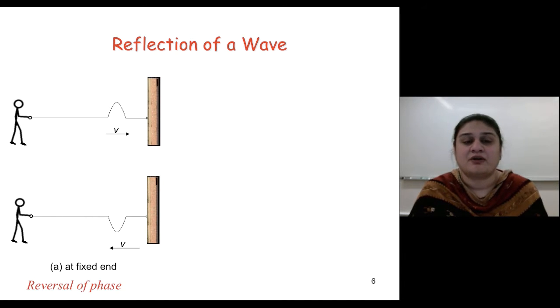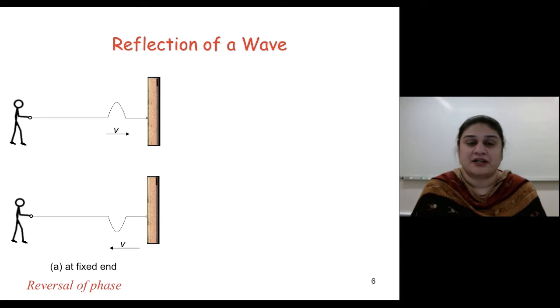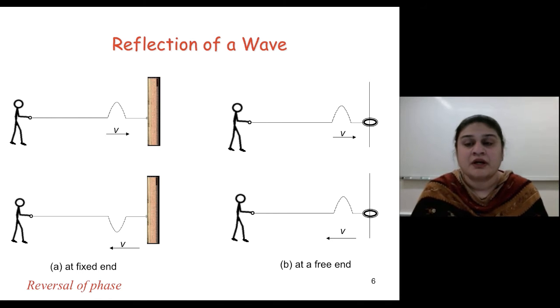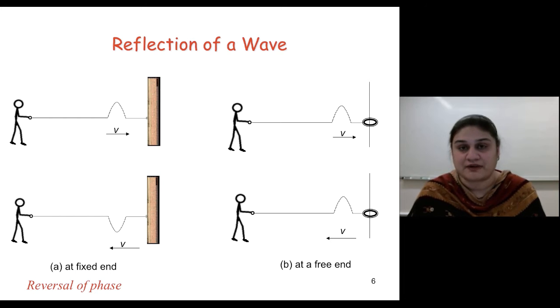Now let's talk about how these waves are formed. The first case, the one that we just saw, is from a fixed end, where a positive pulse coming in reflects back as a negative pulse. On the other hand, if you have a free end, which means that the other end is free to move, the positive incoming wave will return back as a positive outgoing wave.